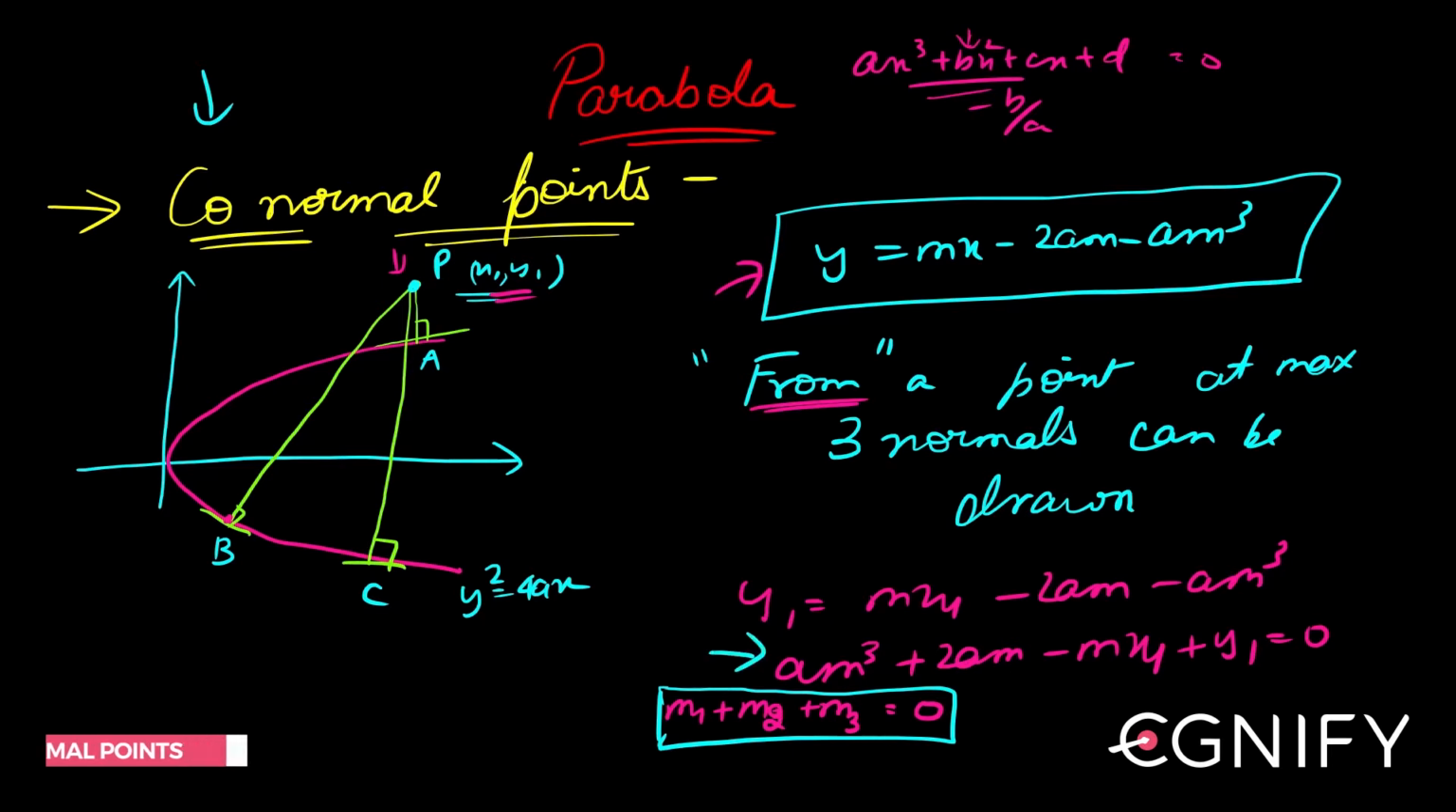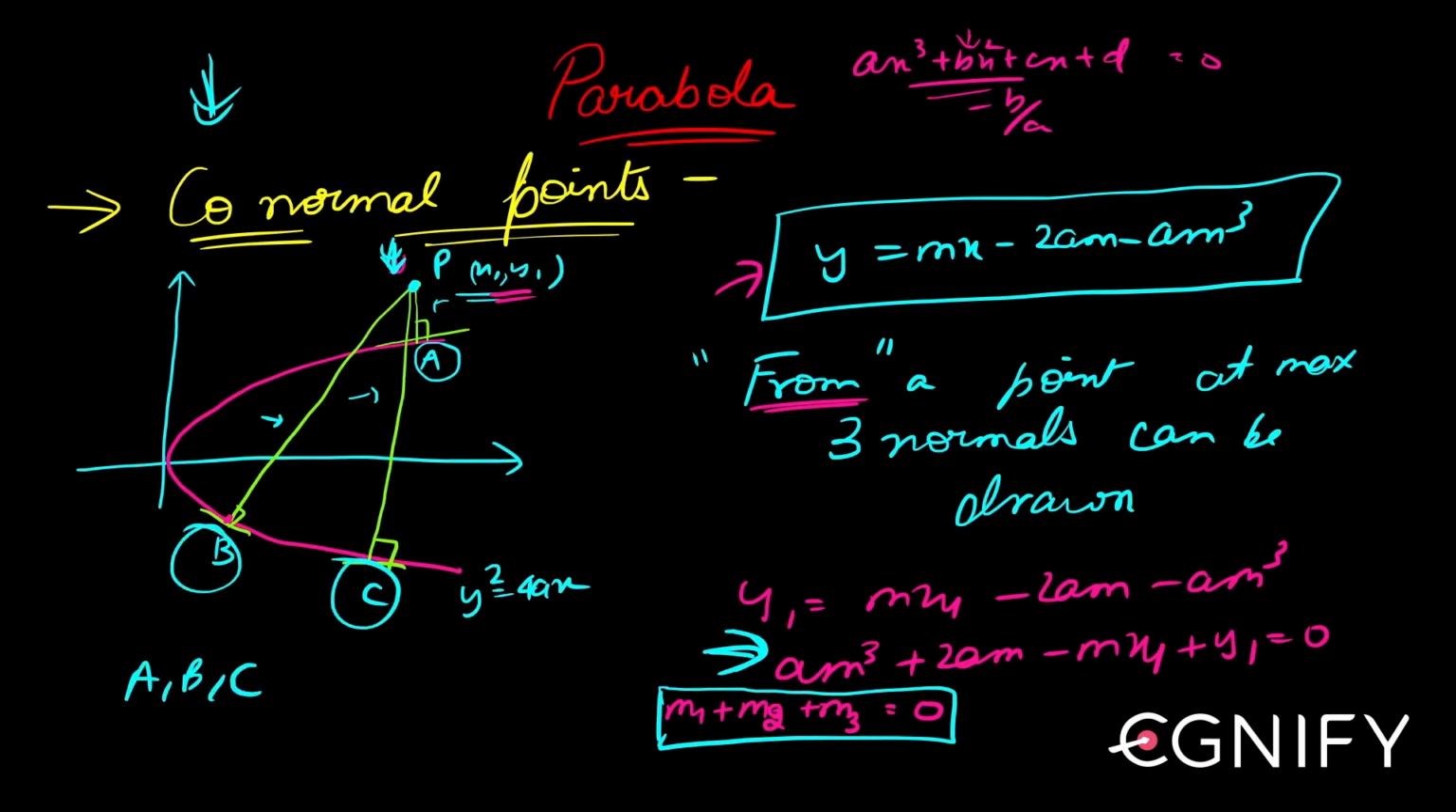So if this cubic has three real roots, then you can have three normals, like in this case. If I put x1, y1 here, and if I can really construct three normals, then this cubic will have three roots for sure. And sometimes it might just have one root, so there you can just draw one normal. But what is a co-normal point? So from a point P, if normals are drawn to the parabola, for instance 3 are drawn here, striking the parabola at A, B, C, then your A, B, C are co-normal points.